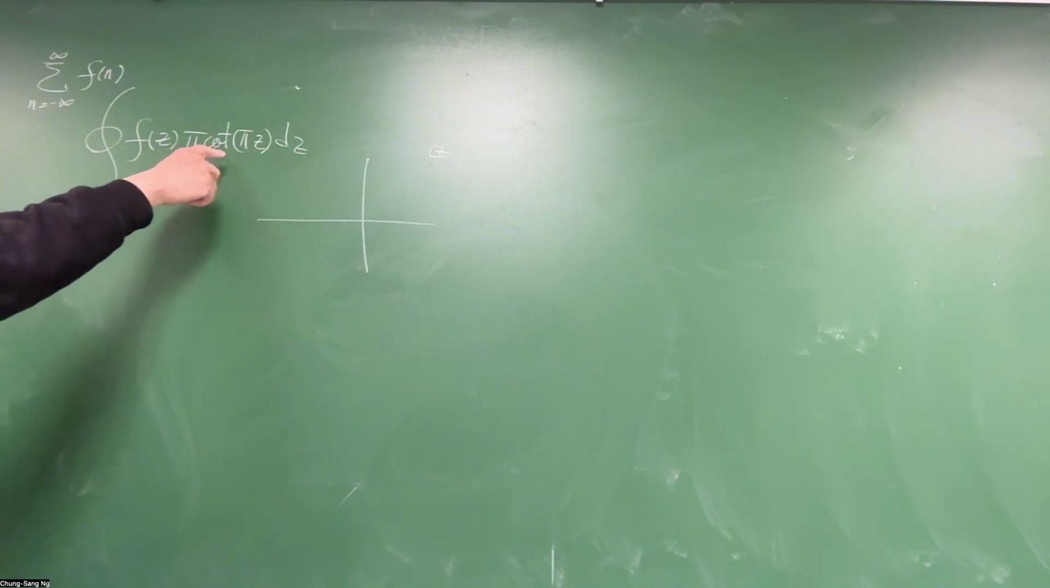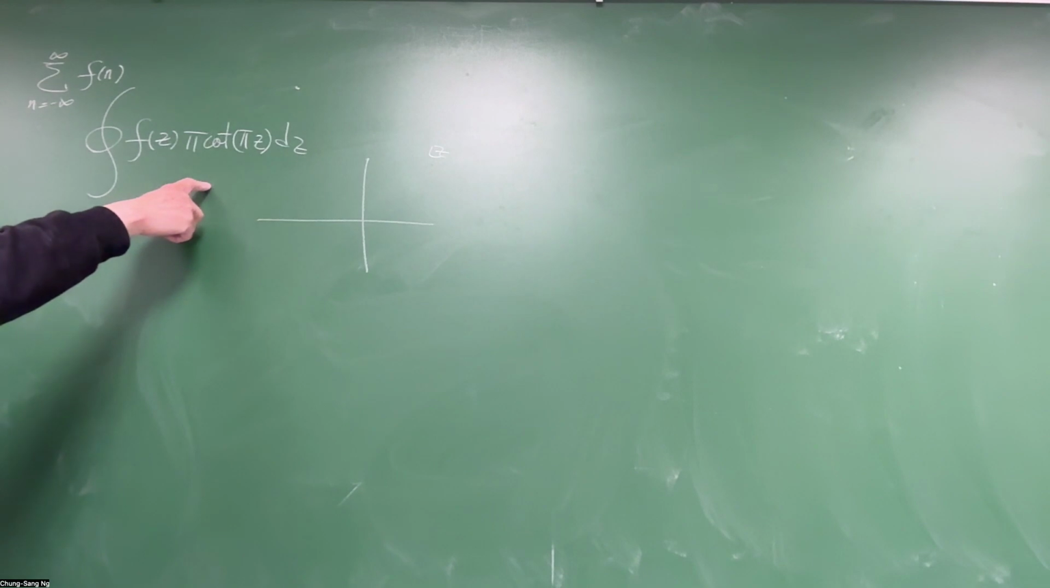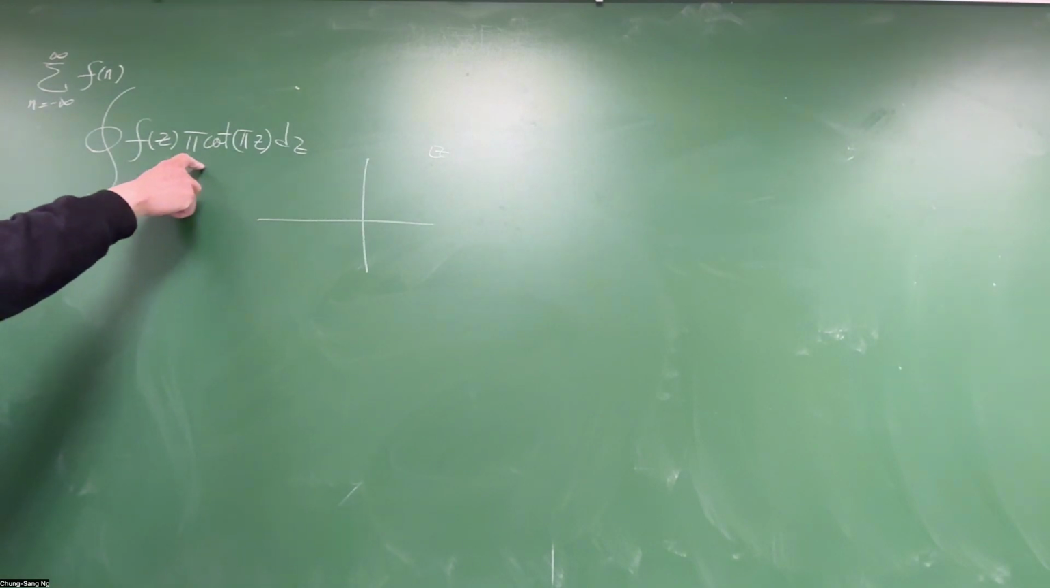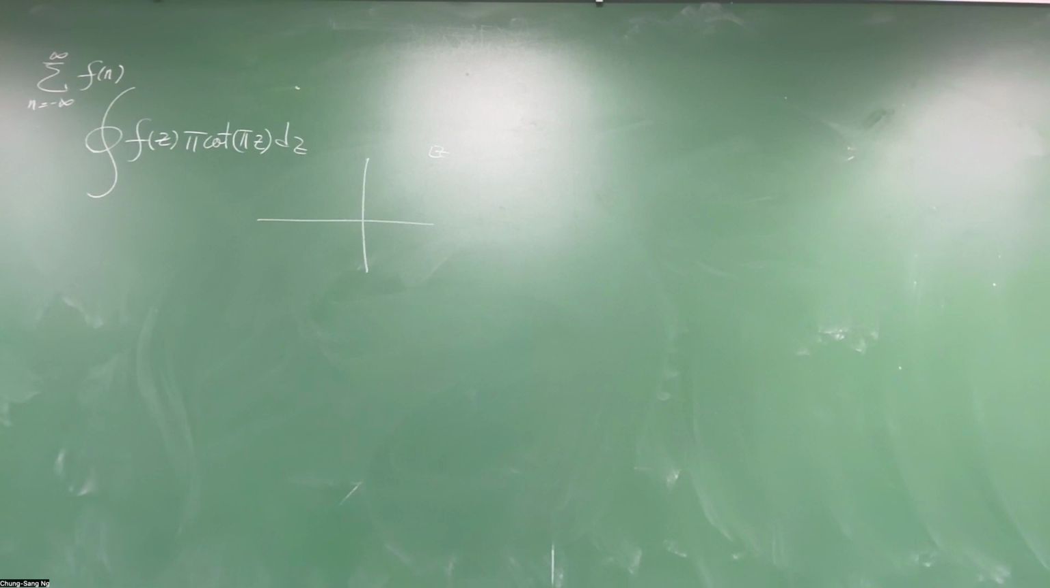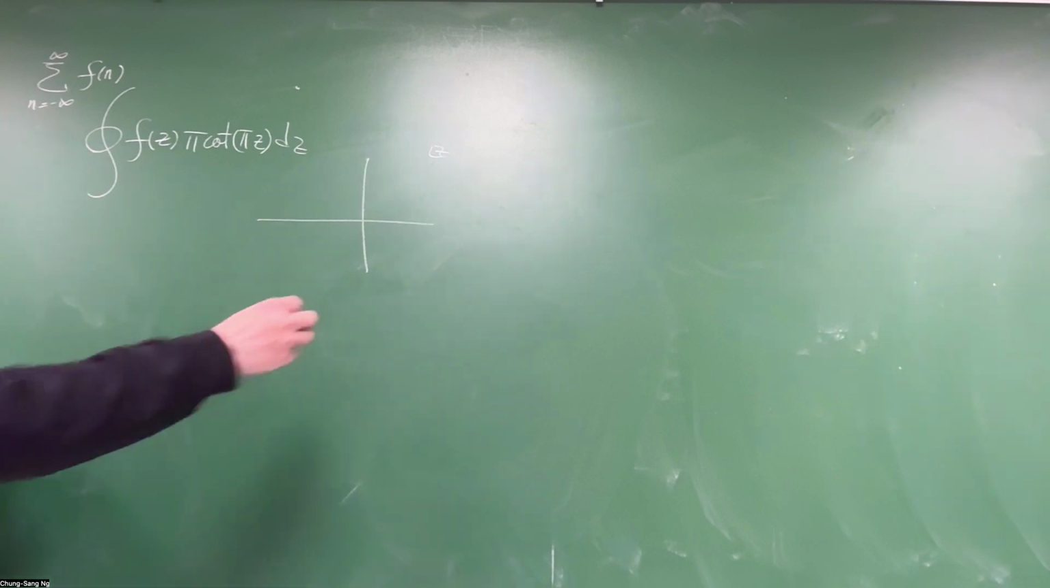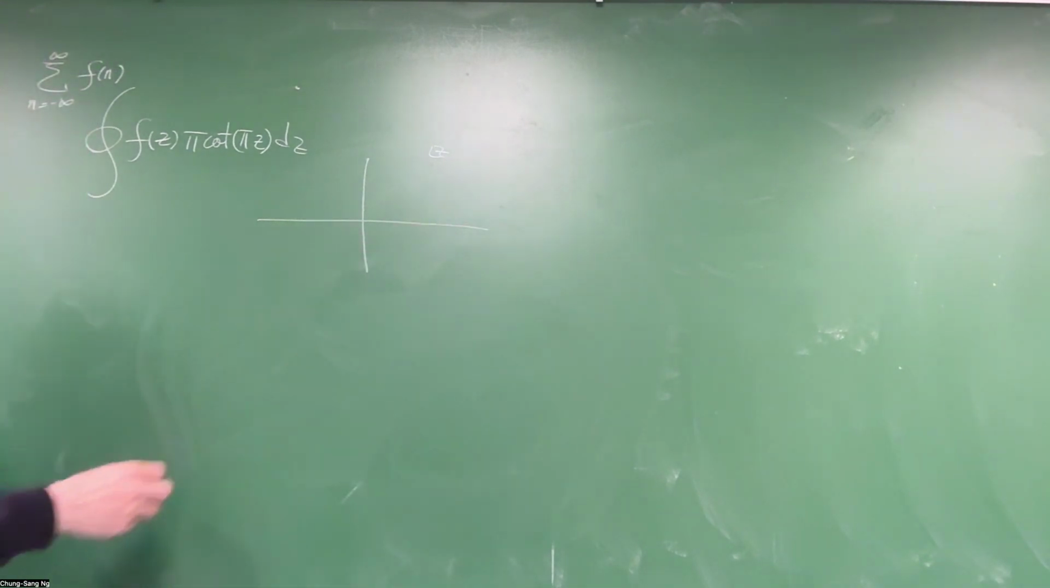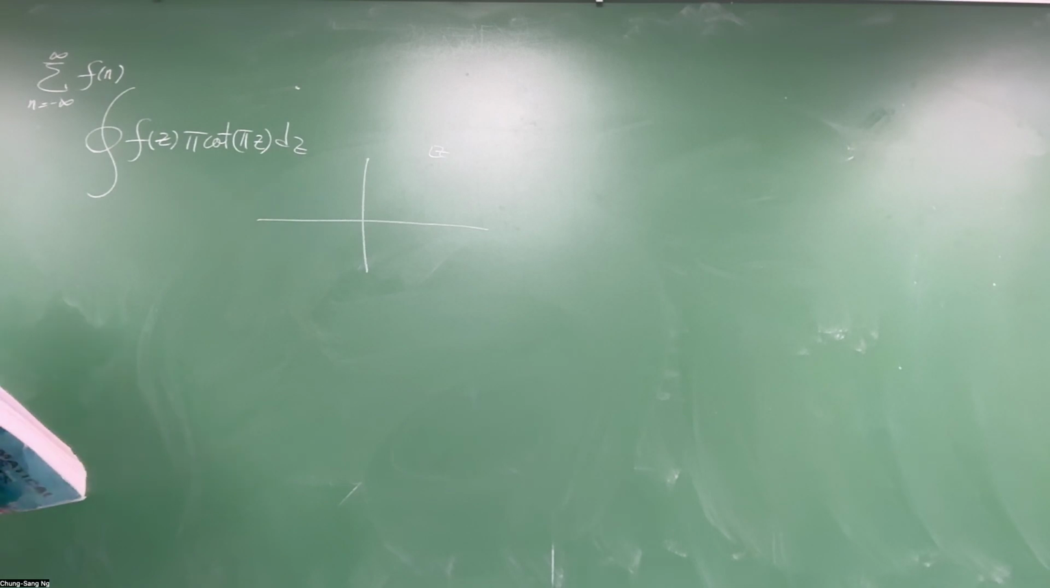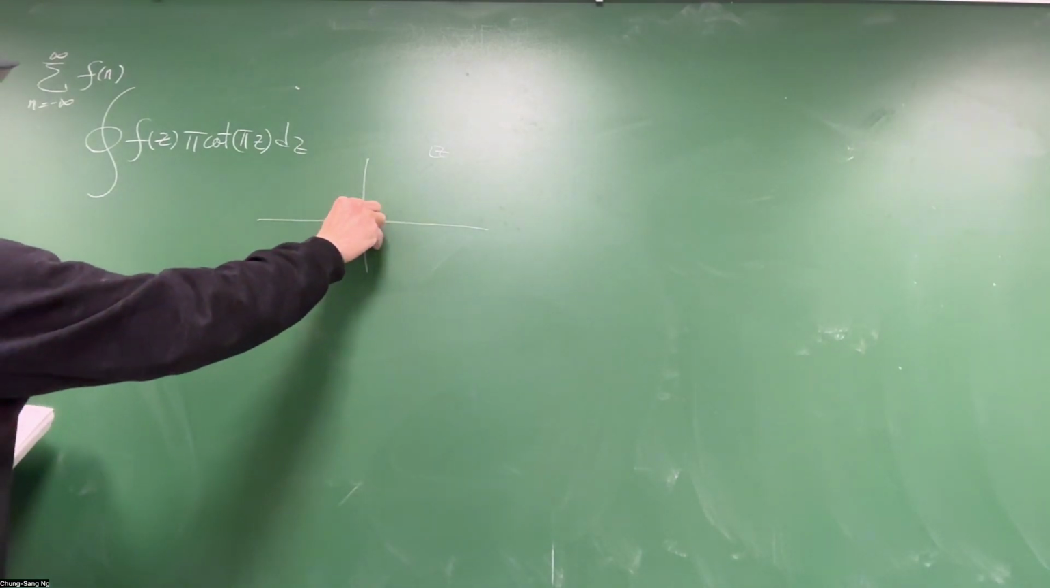So cotangent is cosine divided by sine, right? The denominator has a sine pi z, and sine pi z is 0 at integer z. So all the integers will give you 0 of sine, which are poles of the integrand. They are all simple poles, because the multiplicity of each zero of sine is just 1.